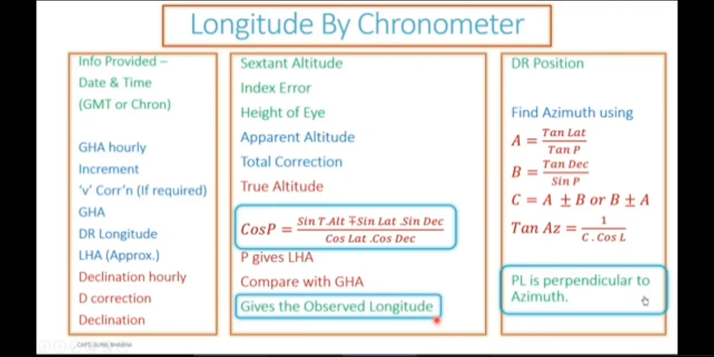And what about the latitude? The latitude used is the DR latitude only. DR latitude and the observed longitude gives us the reference position from where the PL passes, and the azimuth gives us the direction of the PL because we know that PL is always perpendicular to the azimuth of the body.